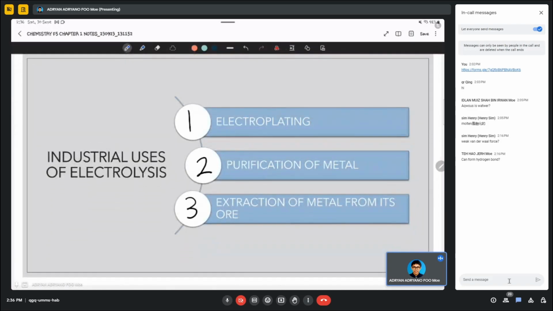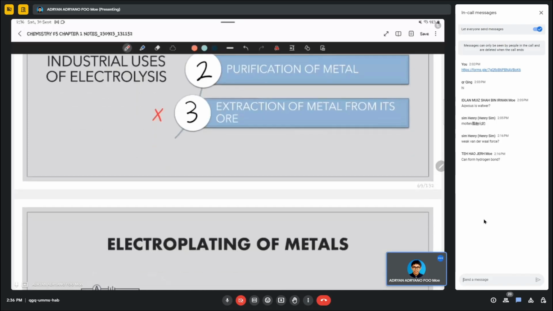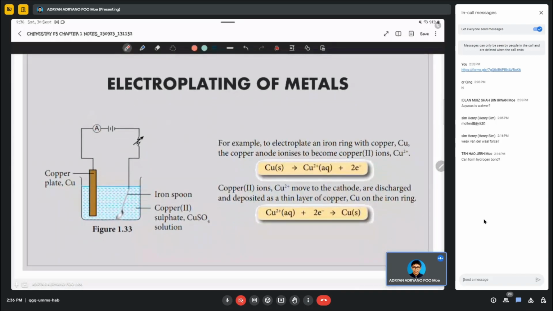Okay, industrial uses of electrolysis. Electroplating, purification of metal, extraction of metal from its ore. Okay, so we look at one by one. I won't emphasize the third one too much, because it would be a waste of time. Extraction I have roughly covered already. Okay, so electroplating of metals.